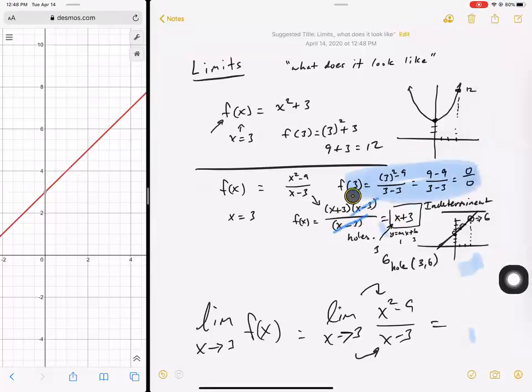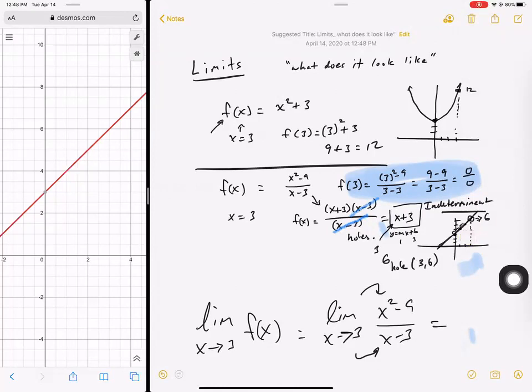Right here. After I crossed out the x minus 3 and x minus 3, we're left with x plus 3. And then we plug in the 3. 3 plus 3 is 6. And the graph looks like it's 6 spaces up. Okay, that's what the hole is. But in actuality, this problem does not exist at 3.